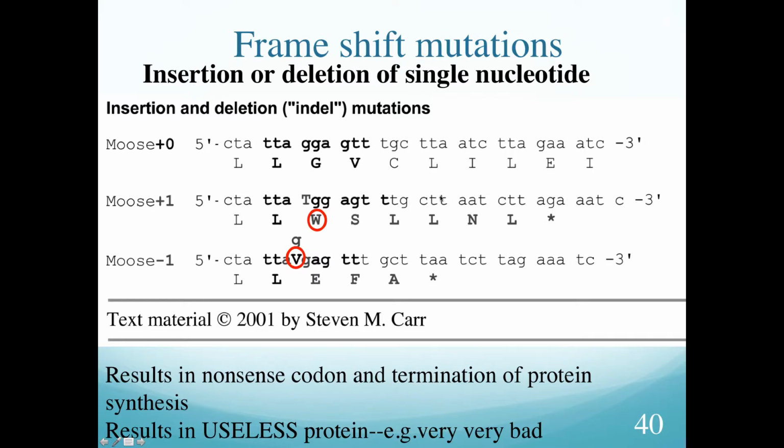So a frameshift mutation can really screw things up. Similarly, if we have a deletion, then we move everything out of reading frame in the other direction. And so we end up with GAG instead of GGA, and TTT instead of GTT, etc., until we get to a stop codon. Most frameshift mutations will eventually lead to a nonsense change.